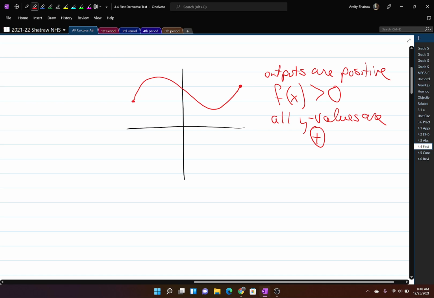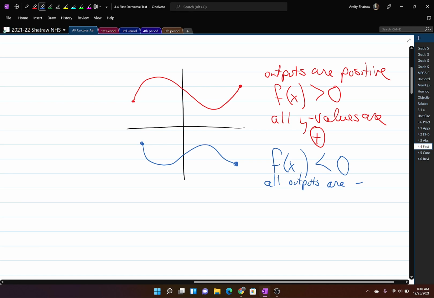Then if I went down here and I had some kind of function down here, again with endpoints, so I don't have to talk about where the function is going at infinity, I say, well, what is this? Well, this is going to be f of x is less than 0, meaning all outputs are negative.